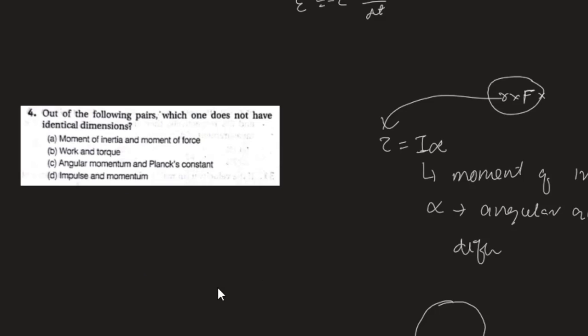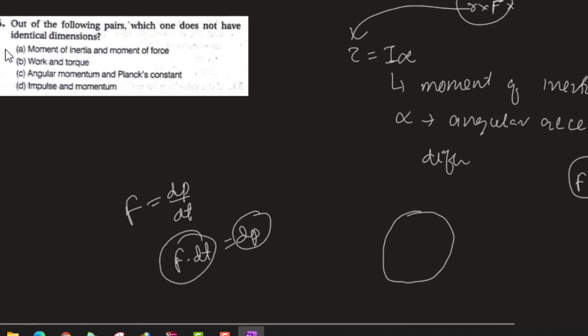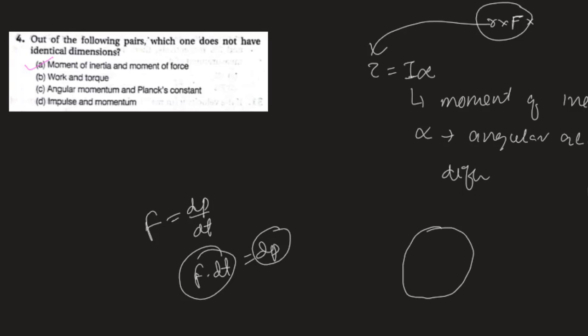And then impulse and momentum. Momentum is such that dp by dt is equal to force. And what is impulse? We know impulse is F into dt is equal to dp. That means the impulse and the momentum also have the same dimension. So the correct answer will be the first one. Moment of inertia and moment of force do not have the same dimension. Now let's move to the next question.